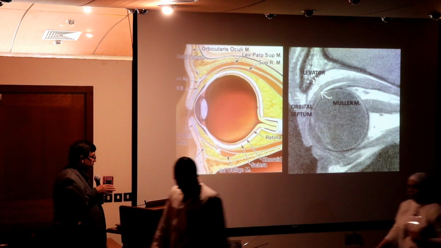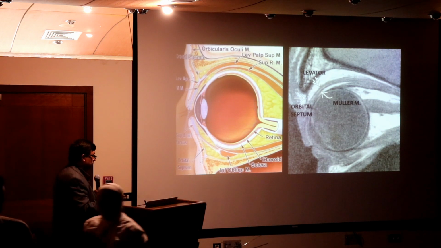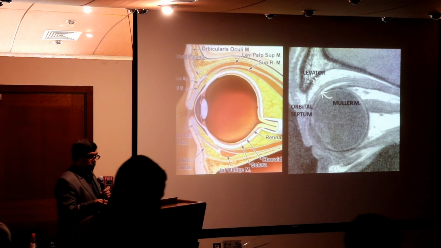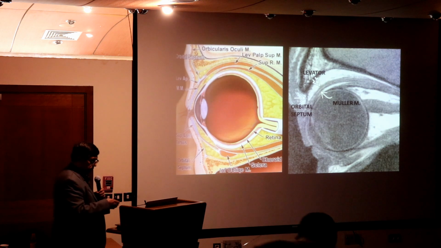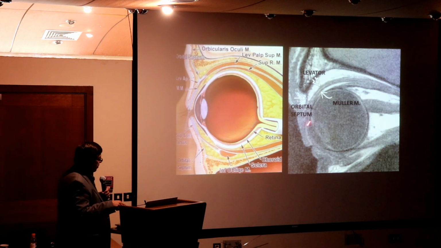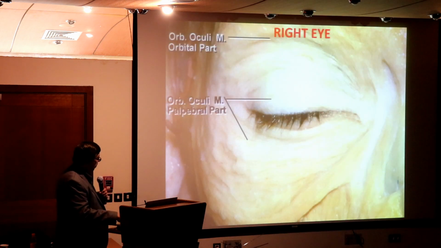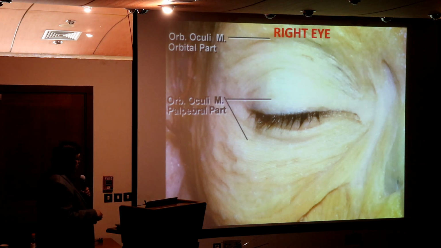So we are talking about intraconal and extraconal. We are speaking about the medial compartment and lateral compartment of the orbit. We are speaking about preseptal and postseptal compartments. Quick look in the right eye.